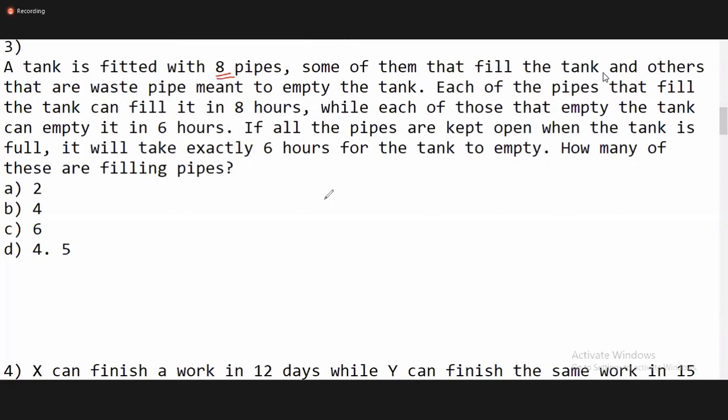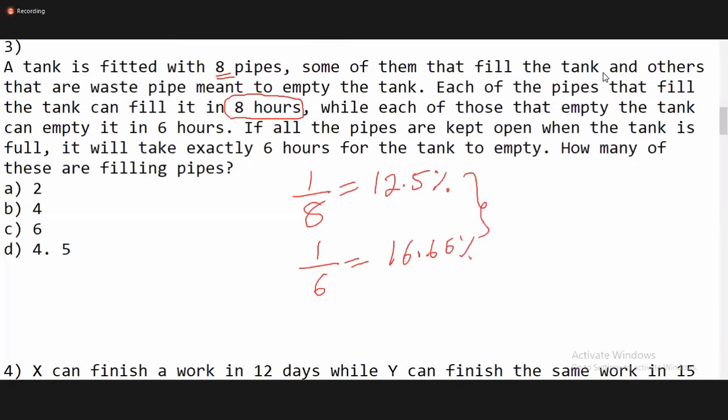It can fill the tank in 8 hours. So 1 hour work is 1 by 8. So 1 by 8 means, can I say it's 12.5%? What is 1 by 6? 1 by 6 is going to be what? 16.66. What is the difference here? Saket, could you please tell me what is the difference here? Yeah, 4.16.